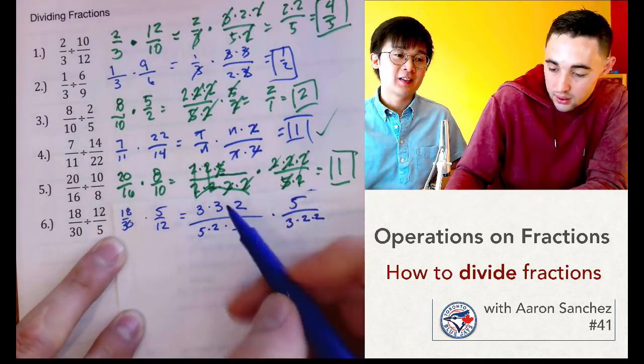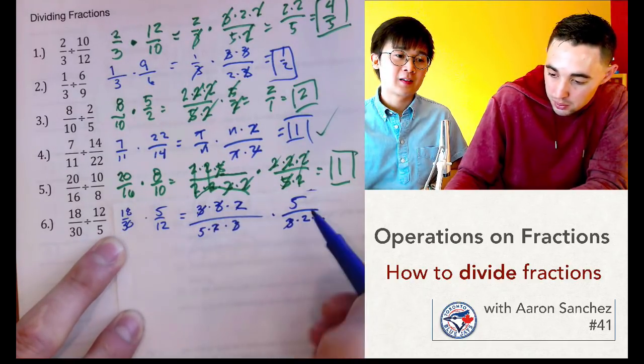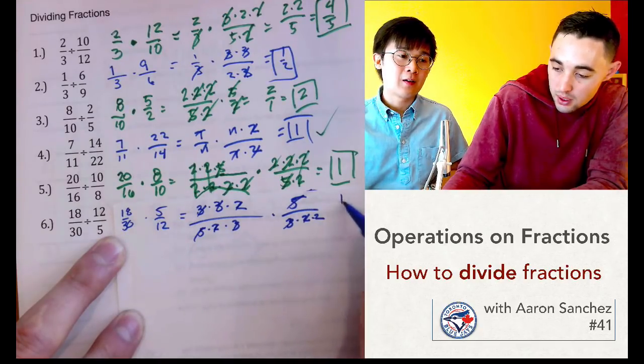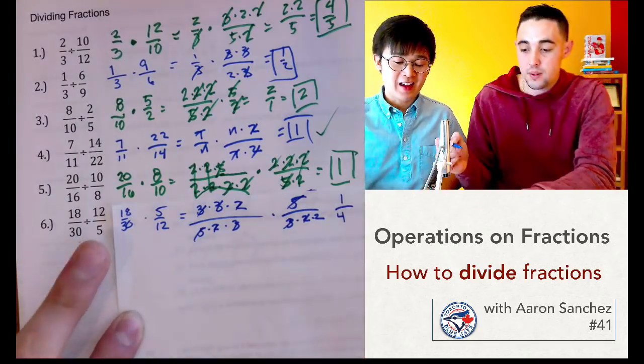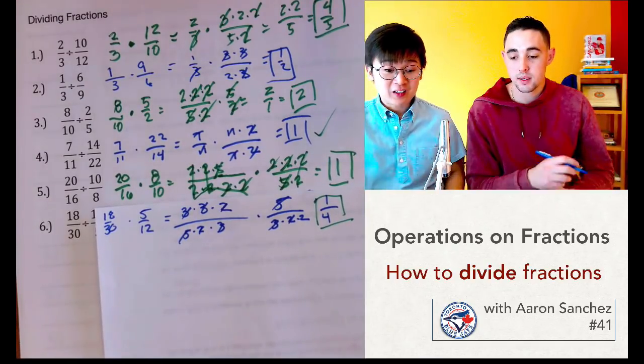Now you start canceling out. Boom, boom, boom, boom, boom, boom, boom, boom. And 2 times 2 is 4, so the answer is 1 over 4. And that is division of fractions.